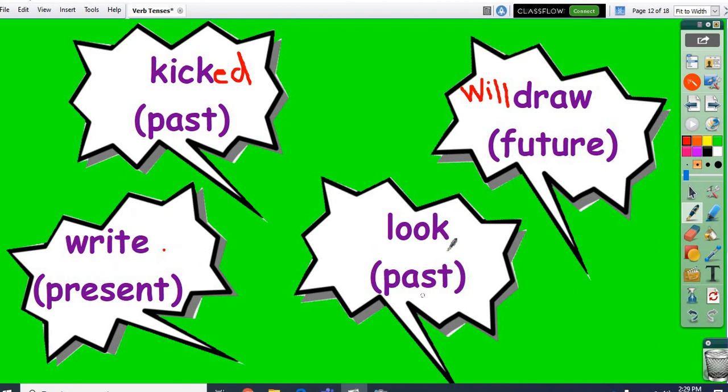And then we have past again. We have to change look to past, and if you remember the past, that's when we put ed. Yep. We looked at the night sky yesterday to see if we could see the Big Dipper. Looked means you already did it. Alright, so hopefully you understand what to do in the past, the present, and the future now.